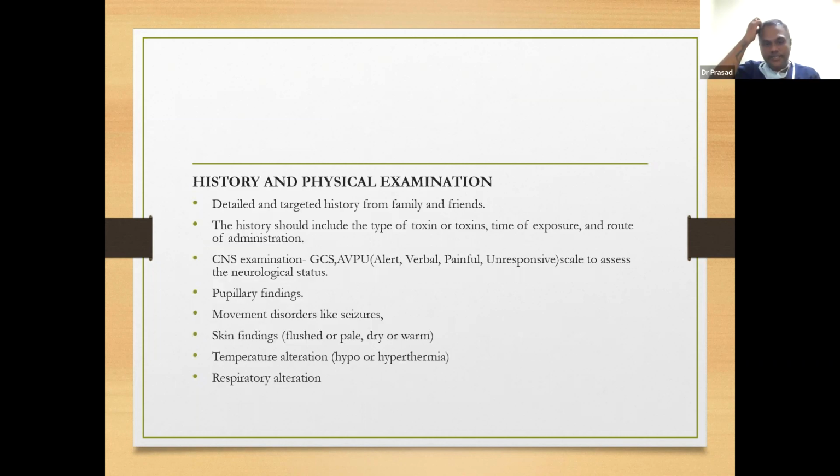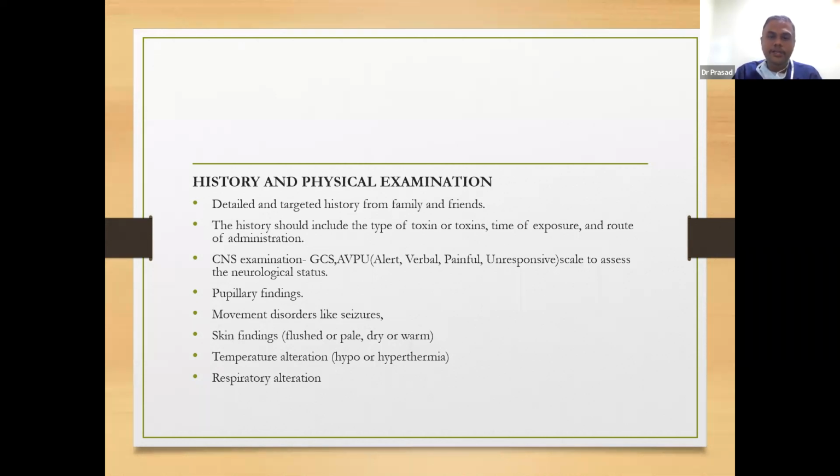Coming to history and physical examination, most of the time a detailed and thorough history, targeted history from the family or friends, whoever the bystanders were who brought the patient to you, will give you the diagnosis. They can give you a history of over-the-counter medications, and you can do a pill count of the empty strips available. So robust history collection and physical examination will give you the clinical diagnosis initially on presentation itself. So the detailed and targeted history from family and friends is necessary.